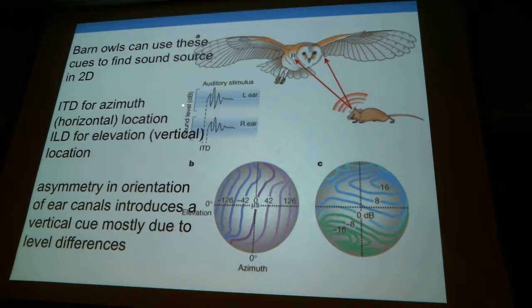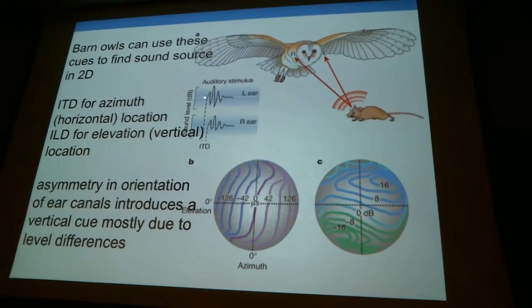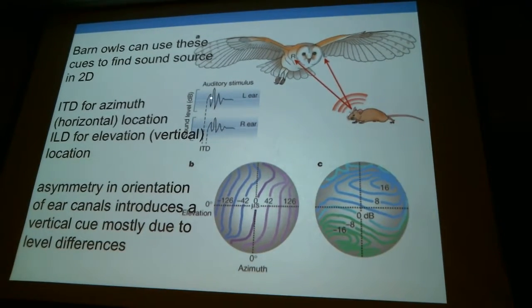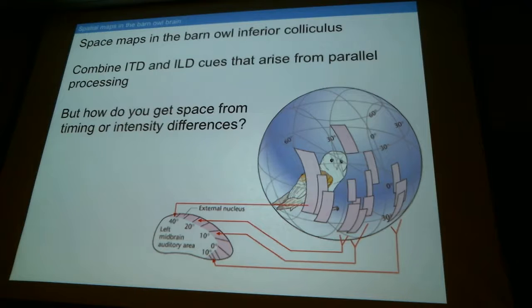And I'll just point out that here's an example of an auditory stimulus wave arriving at the left ear, say, a little bit sooner than at the right ear, and the amplitude of this stimulus is a little bigger in the left ear than in the right ear. And so it can use both of those cues to localize in space. And it turns out that the barn owl can combine those two cues at the level of the inferior colliculus to create a map of space. And this has been shown.